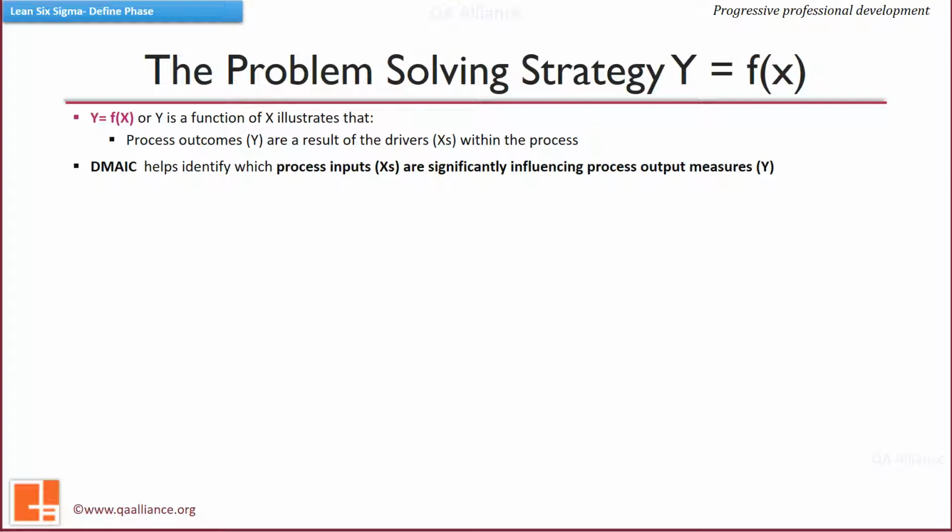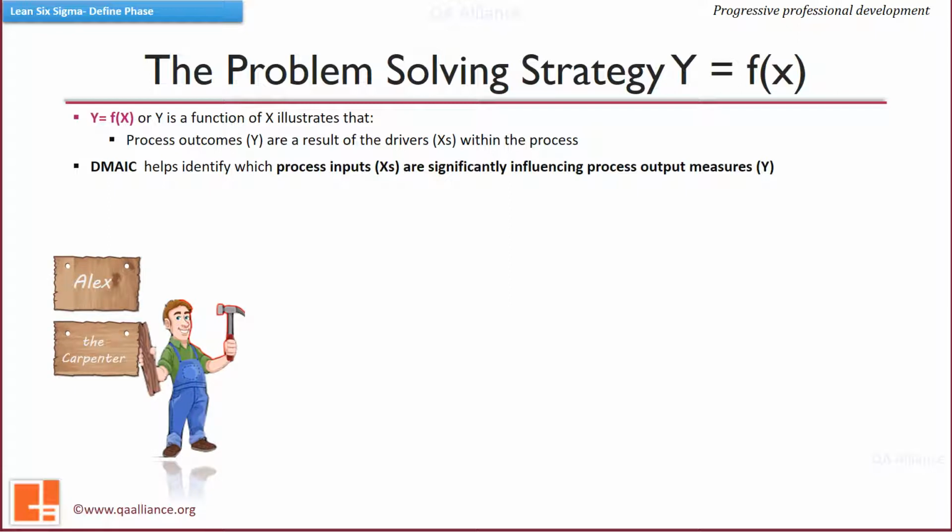Now we should also understand what y and x are in a Six Sigma project. Let's take our example of Alex, the carpenter. There is a process of, say, making a comfy chair. The final output of this process is the chair. But the final outcome for this process could be a satisfied customer of Alex's work. So the outcome in this example can be customer satisfaction. We'll call it the big Y.